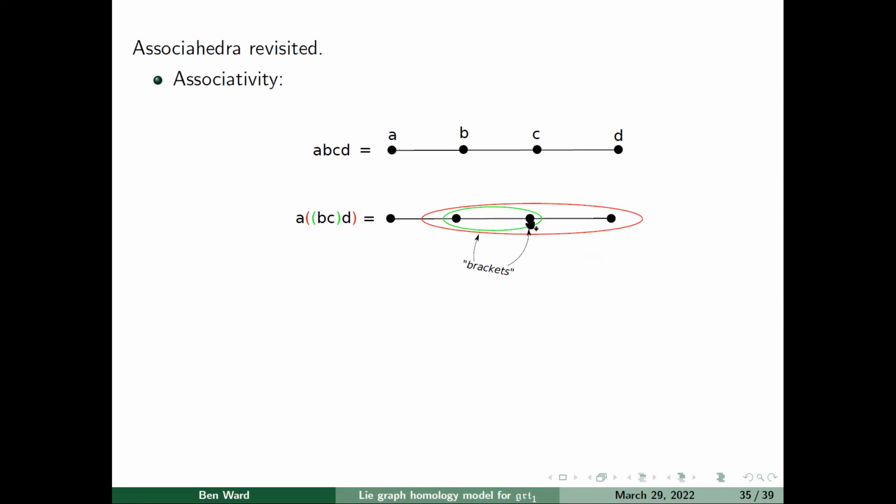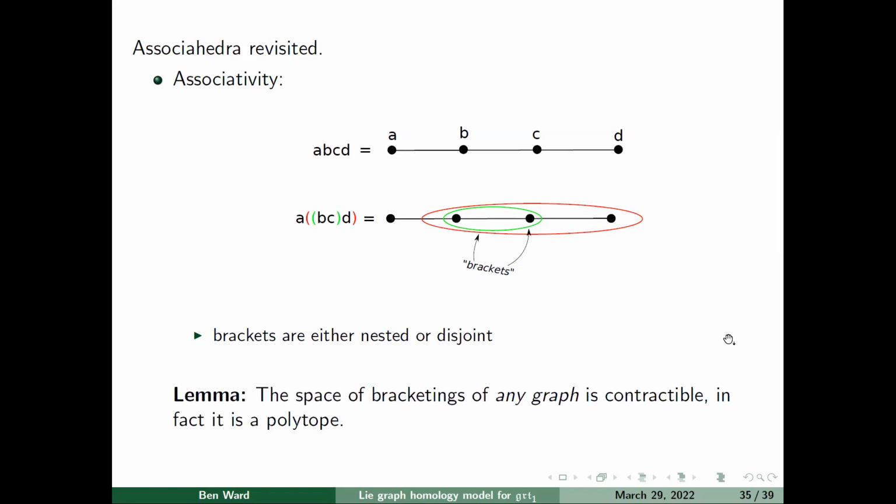Then parentheses should correspond to some sort of nested subgraphs. I'll call those brackets. And it's important that the brackets are either nested or disjoint. If you do this, then you can prove that the space of bracketings of any graph is contractible, is a polytope.